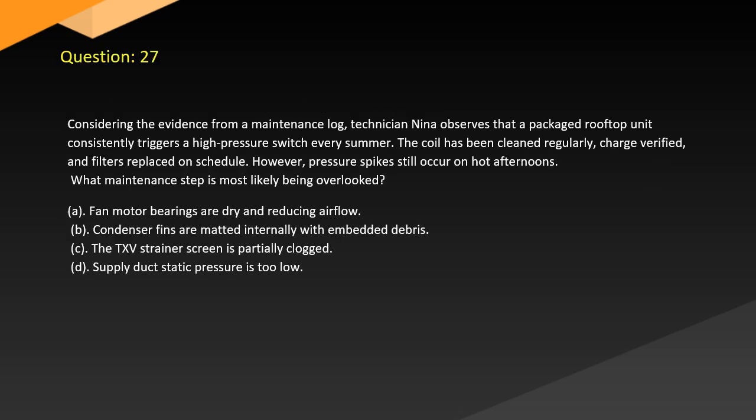Question 27. Considering the evidence from a maintenance log, technician Nina observes that a packaged rooftop unit consistently triggers a high-pressure switch every summer. The coil has been cleaned regularly, charge verified, and filters replaced on schedule. However, pressure spikes still occur on hot afternoons. What maintenance step is most likely being overlooked? A. Fan motor bearings are dry and reducing airflow. B. Condenser fins are matted internally with embedded debris. C. The TXV strainer screen is partially clogged. D. Supply duct static pressure is too low.